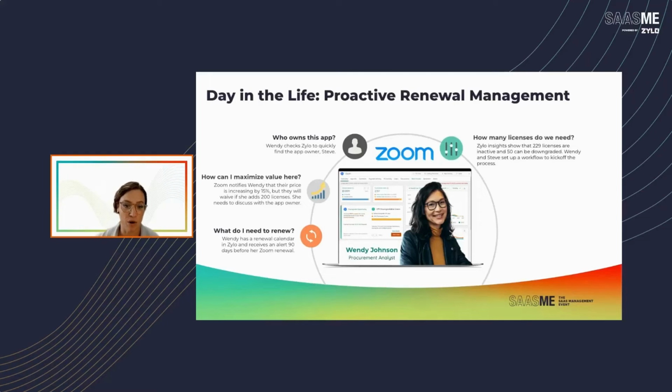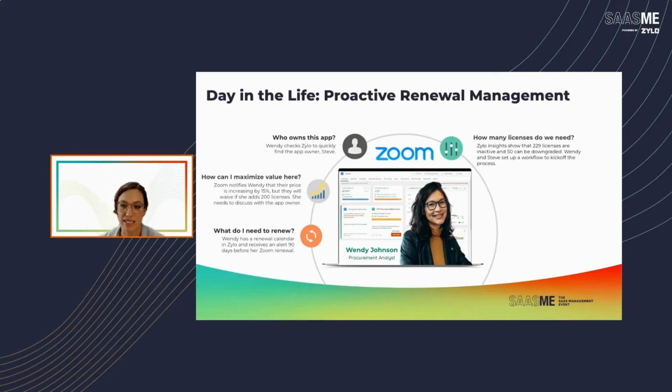Wendy needs to know, as she approaches that renewal, how users are actually using the app. In this case, she and Steve both have access to this utilization data, and Zylo actually recommends through insights that over 200 licenses are inactive, and there are 50 that can be downgraded because they're not using the full feature set of a more expensive license type.